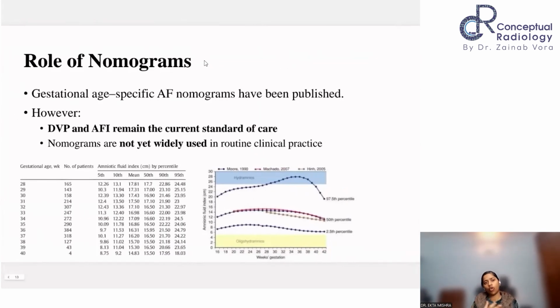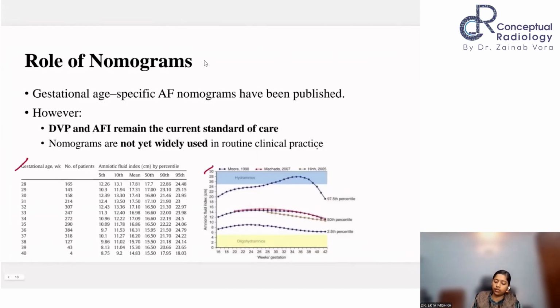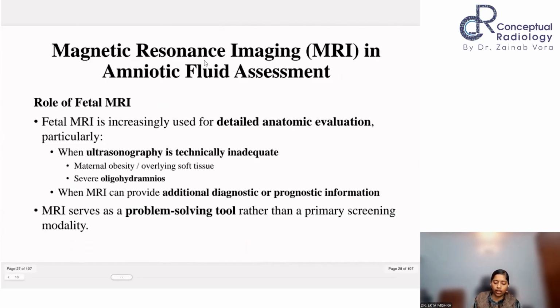So we have gestation age specific AFI nomograms, but we definitely use the absolute cutoff these days. It is not widely used. These are the nomograms. Less than 5 centile can be used as the cutoff for oligohydramnios. We do have absolute value, which we will discuss.